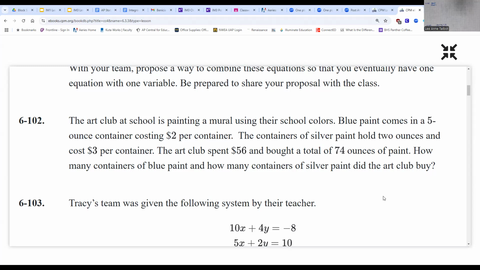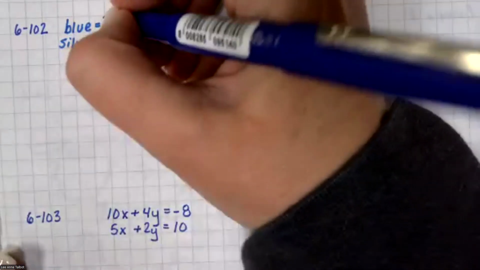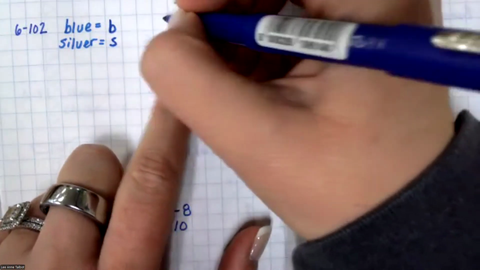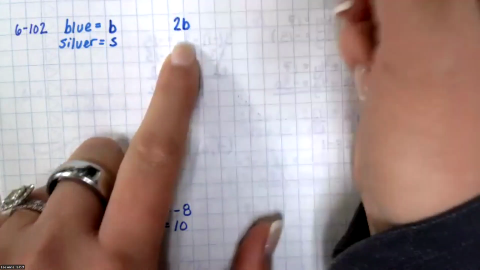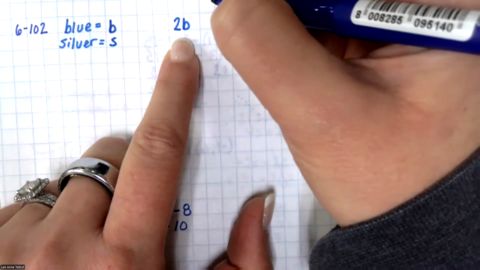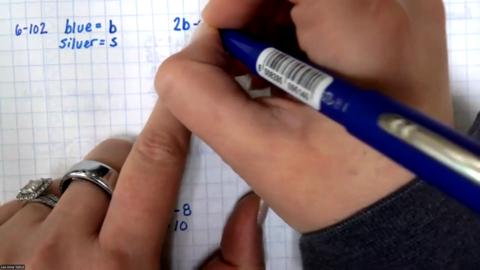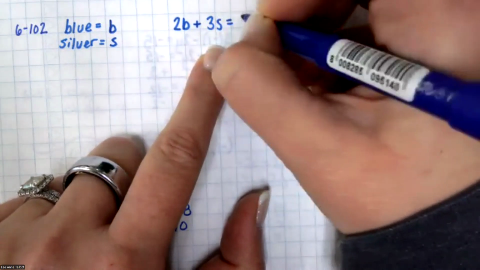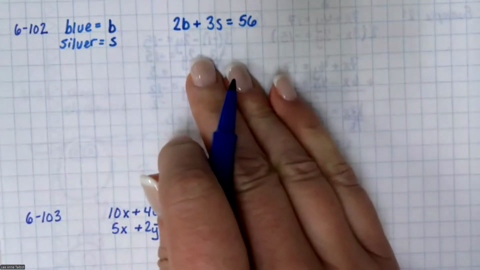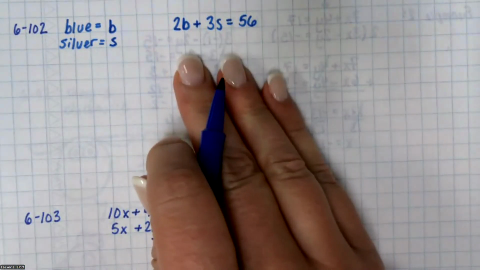Right. I see we're all in varying states of completion here, but I think this is probably the hardest thing we do. Okay. So my first equation is going to be about money, and the blue paint is $2, isn't it? And then how much is the silver paint? $3. And then how much is the total money? Okay, so top equation is going to be money, bottom equation is going to be ounces.